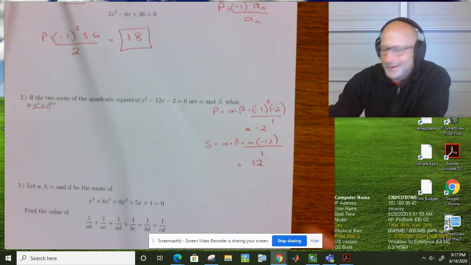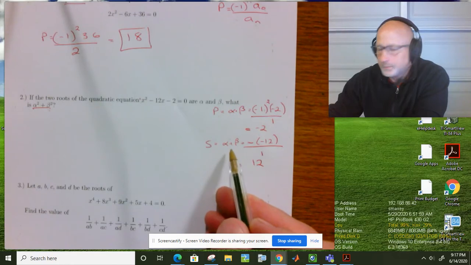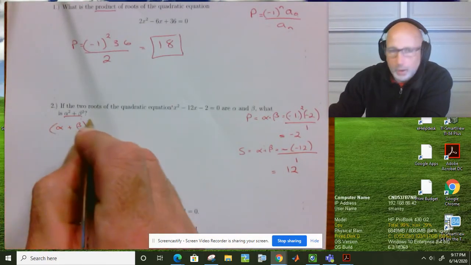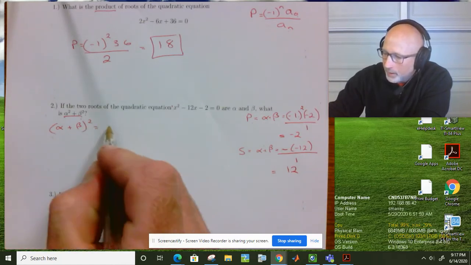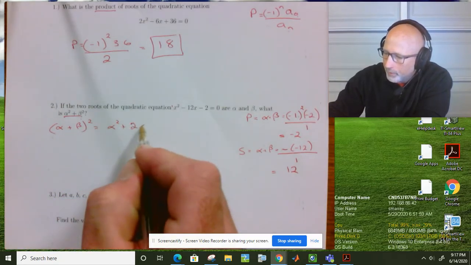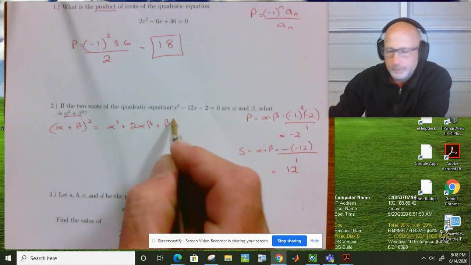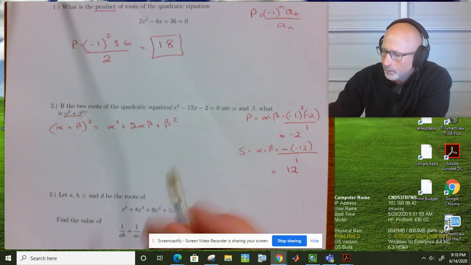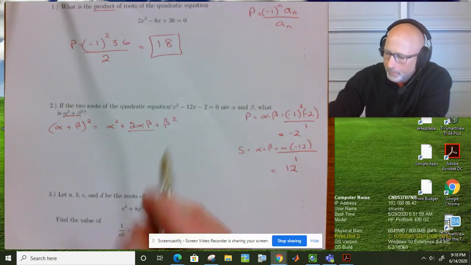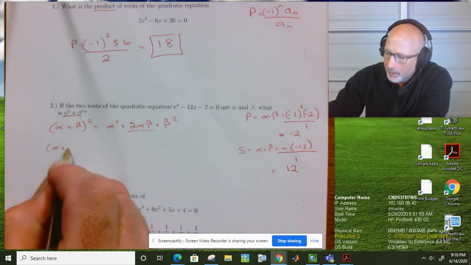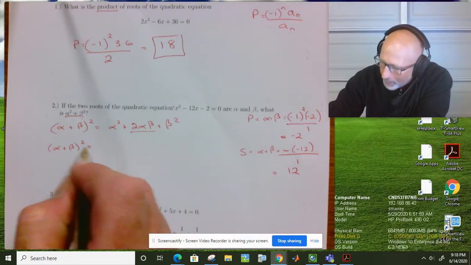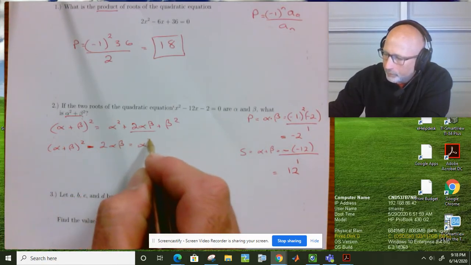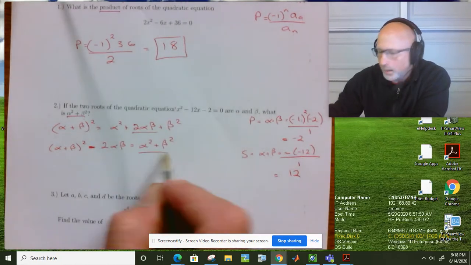So what I do here is I take alpha plus beta and I square it. By doing this, I end up with alpha squared plus 2 alpha beta plus beta squared. Now look, alpha squared plus beta squared, well, that's what I want. So I'm going to subtract the other term to the other side. So I have alpha plus beta squared minus 2 alpha beta is equal to alpha squared plus beta squared.